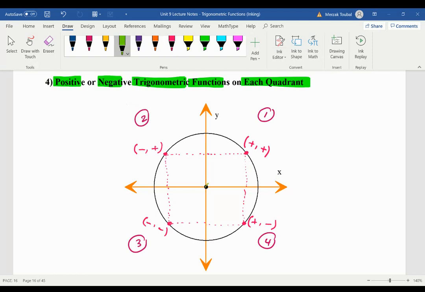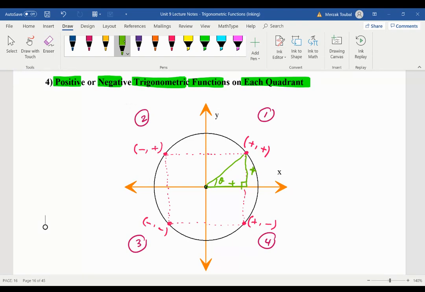Now, if I draw a triangle in quadrant 1, then the opposite must be positive. The opposite of angle theta is positive. It's above the x-axis, plus the y-coordinate is positive. The x, or the adjacent, is positive. The hypotenuse will always be positive, so probably we don't have to put a sign next to it. The hypotenuse is always positive.